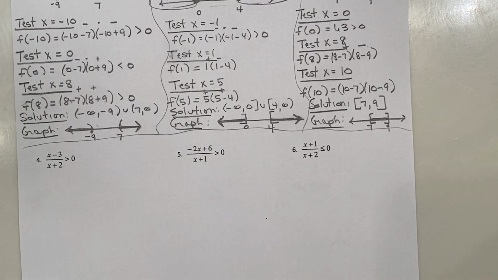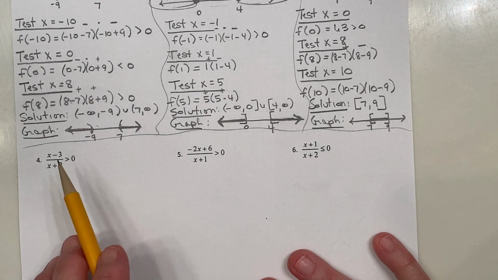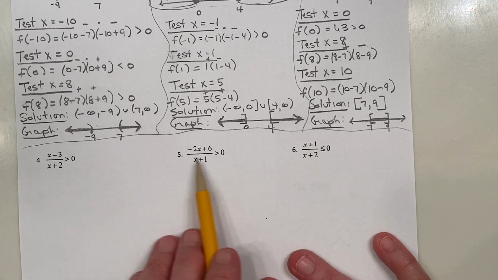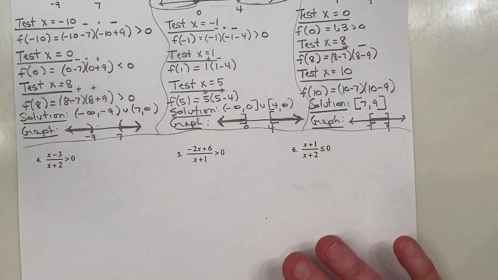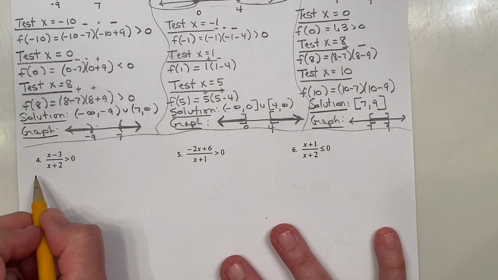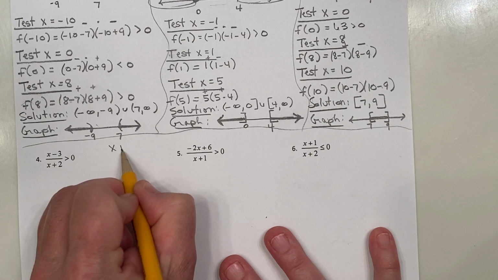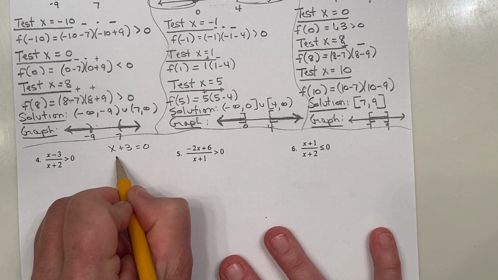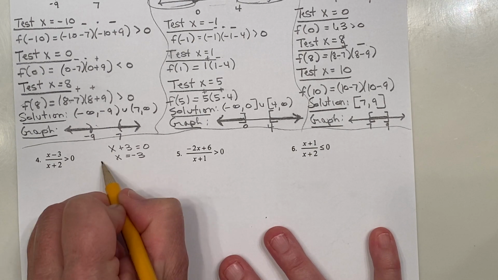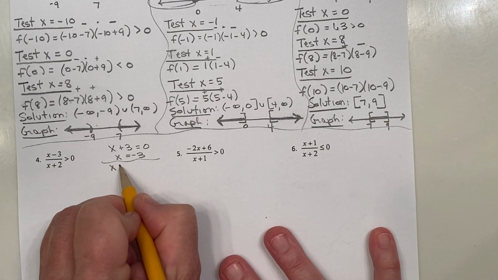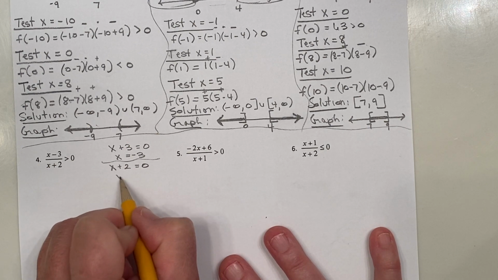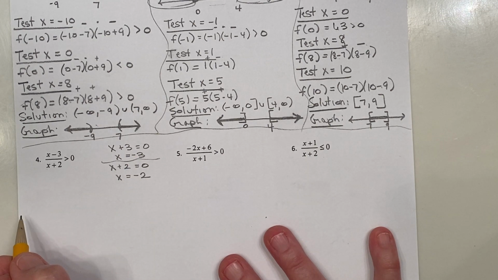Okay, let's do 3 rational inequality examples. All right, make sure that in all problems we have a 0 on one side of the inequality. We do. The first step was to set both the numerator and denominator equal to 0. I might actually do that over here to give myself some more room. So x plus 3 is 0, so x equals negative 3, and x plus 2 is 0, so x is negative 2. These are our boundary points.